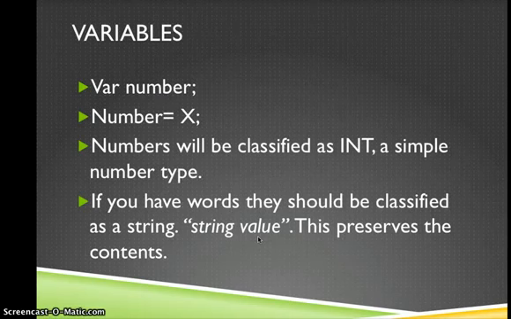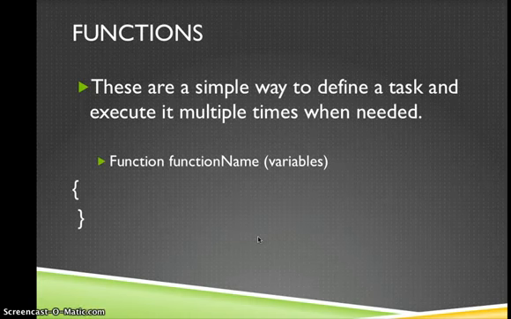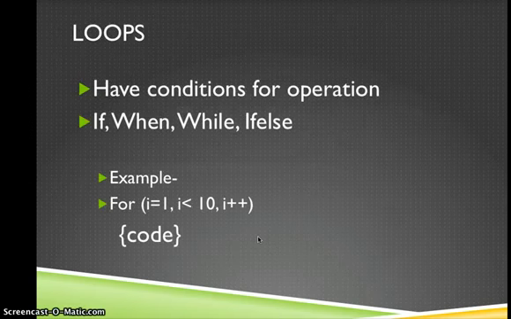So your variables, you'll have a var number, and number equals x. Numbers can be classified as integers, a simple number type. If you have words, they should be classified as a string value. This preserves the contents. Functions are a simple way to define a task and execute it multiple times when needed. So within your squiggly brackets, you'll have your function name, and then you also have your loops. So have conditions for operations: if, when, while, if else.